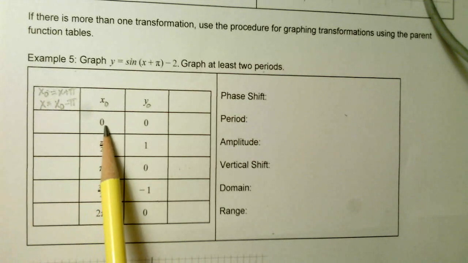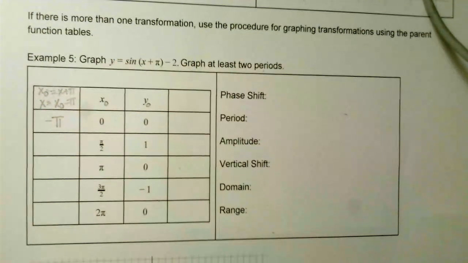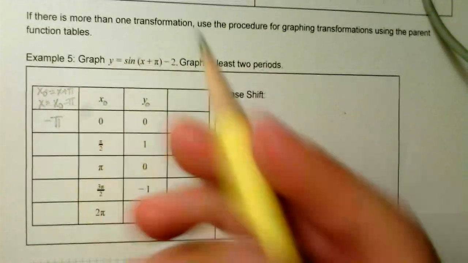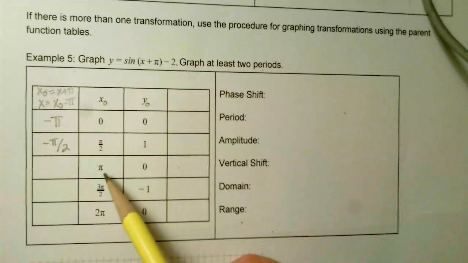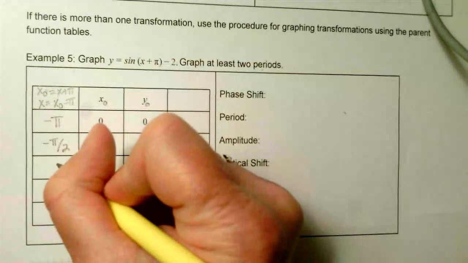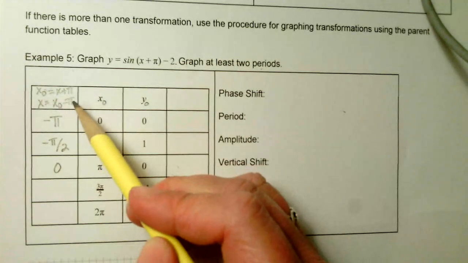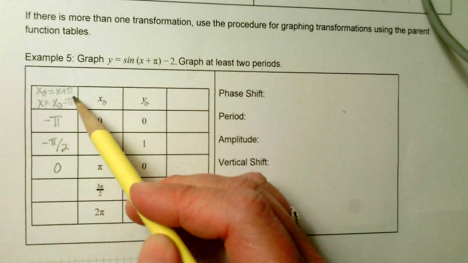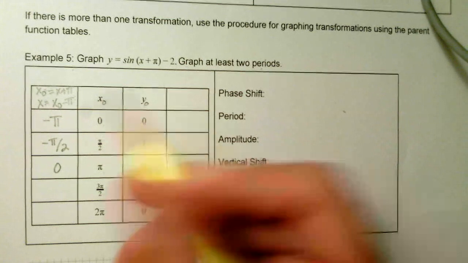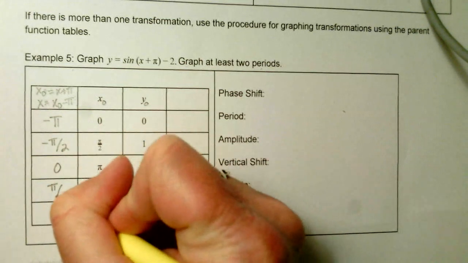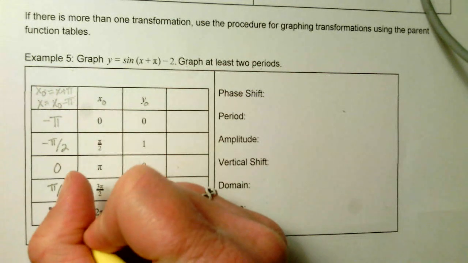So 0 minus pi is negative pi. Pi over 2 minus pi is negative pi over 2. Pi minus pi is 0. 3 pi over 2 minus pi, I need to remember that pi is 2 pi over 2, so 3 pi over 2 minus 2 pi over 2 is going to be pi over 2, and 2 pi minus pi is going to give me pi.